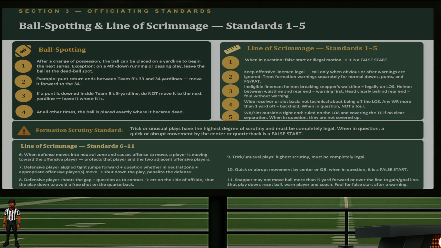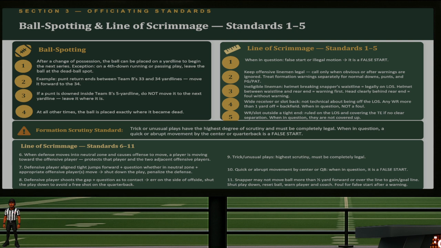Standard 1. When in question as to whether an action is a false start or illegal motion, it is a false start. False start is the default. Standard 2. Officials will work to keep offensive linemen legal. Call only when it is obvious or when a warning to the player and a subsequent warning to the coach have been ignored. Do not wait until the fourth quarter to enforce this rule. Treat formation warnings separately for normal scrimmage downs, punts, and field goal and PAT attempts.